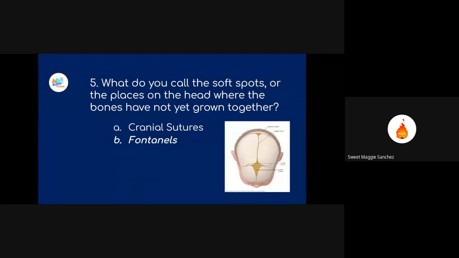Okay. Question 5. What do you call the soft spots or the places on the head where the bones have not yet grown together? The formal term is fontanelles. Sometimes it's also spelled with two L's, fontanelles. Fontanelles are the spaces between the bones that remain open. Those are the soft spots, the white areas you see in the picture. While the cranial sutures are the strong fibrous elastic tissues surrounding the fontanelles.